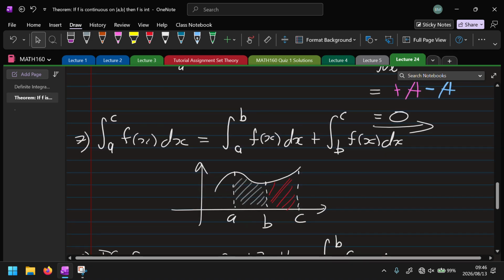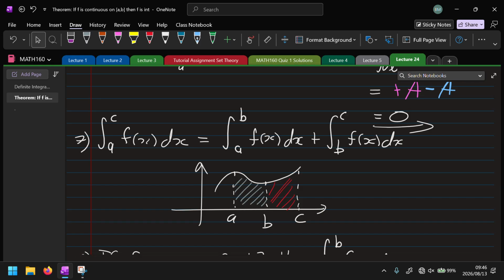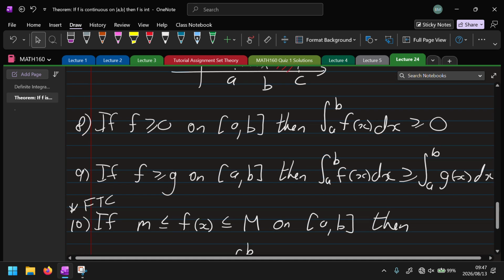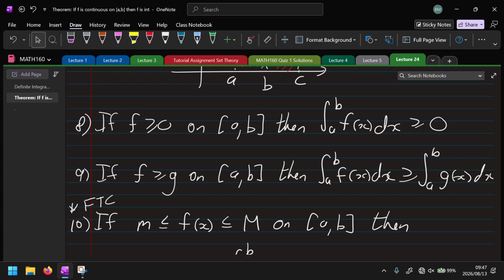Number 7 will be for homework. For the special case, a less than b less than c, you will only need to prove the special case because you can see the nice picture that goes with it. Okay, so for a less than b less than c, this will be for homework. 8, 9, and 10 we will then do in class as well. Very easy stuff. It's too easy for homework. It's like 1 line for these.